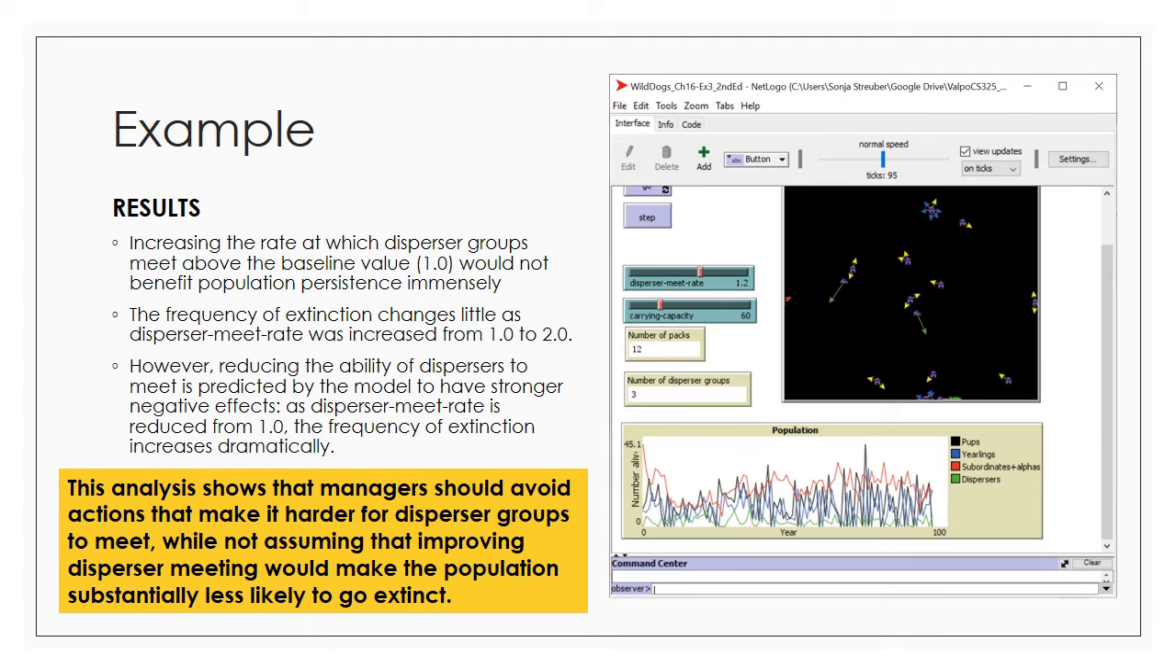Running the model shows us that increasing the rate at which disperser groups meet above the baseline value, which is 1.0, will not really benefit population persistence, and that the frequency of extinction changes little when we increase the disperser meet rate from 1.0 to 2.0. However, reducing the ability of dispersers to meet will have strongly negative effects. As disperser meet rate is reduced from 1.0, the frequency of extinction increases dramatically.